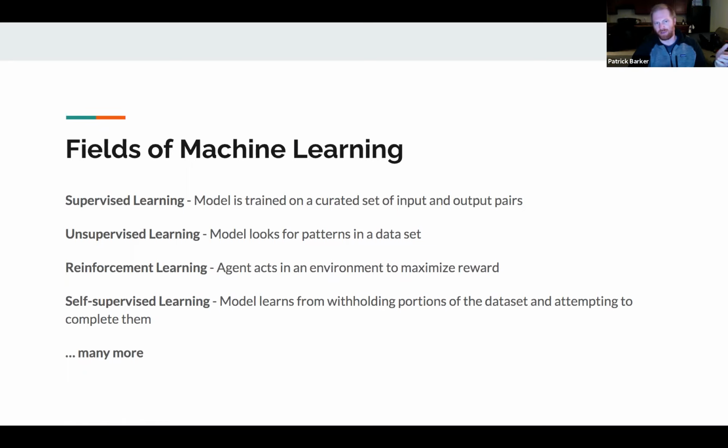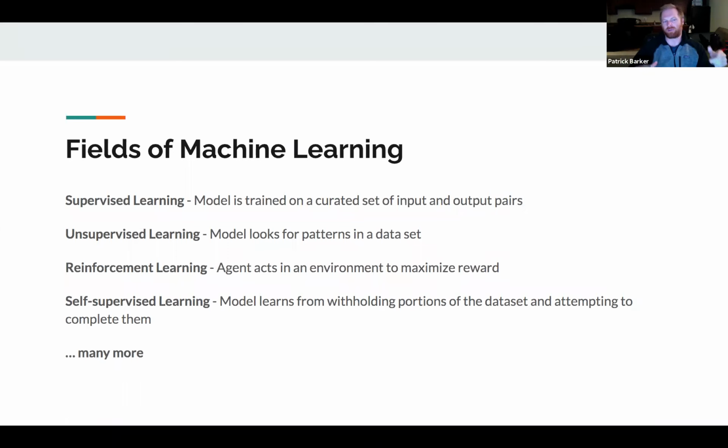Reinforcement learning, which we're going to talk a lot about, is more about an agent acting in an environment to maximize a reward. Common use cases of this are robotics. Think of a Tesla factory building all kinds of stuff and needing to train those mechanical arms to do certain tasks. That would be a reinforcement learning job. Self-driving cars are also an example of reinforcement learning. And then a newer one is self-supervised learning. It's sort of a subset of unsupervised learning, but basically a model learns by withholding portions of the data that it's looking at, and it tries to complete them.